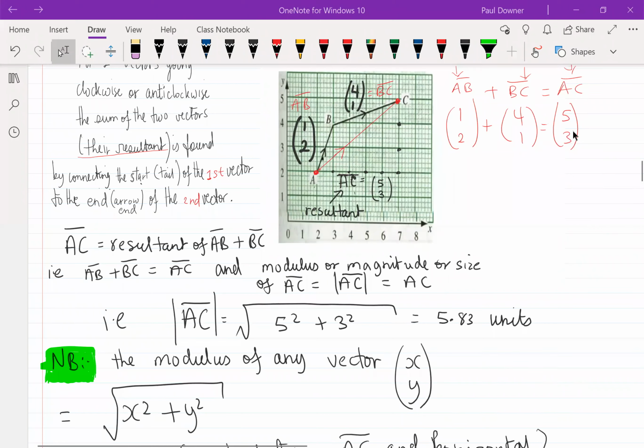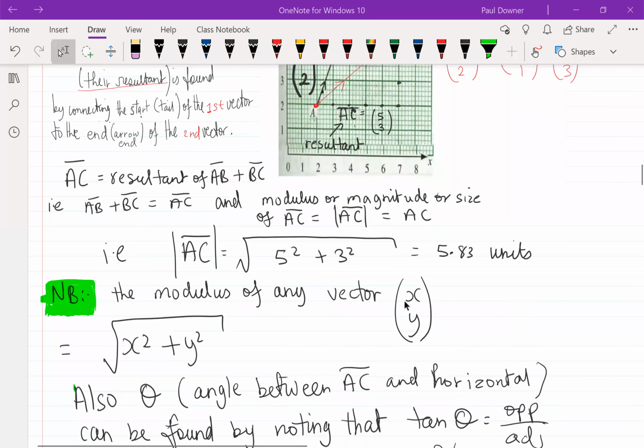So if we want to find the modulus or the size of that vector, all we do is square the x, which is the 5 squared, look at here. We square the y, so we square the 3, look at here. Add them together, and then we find the square root. That will always give us the modulus. So this little note here is quite important, and you should bear that in mind and learn it well.